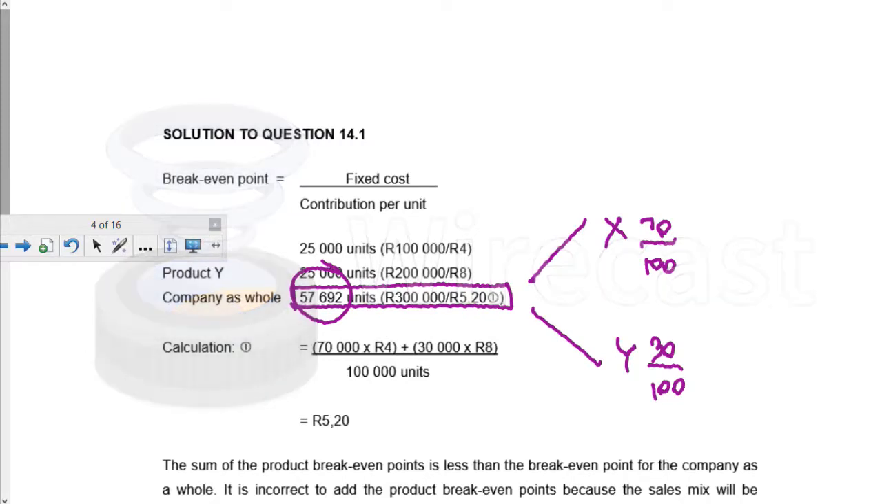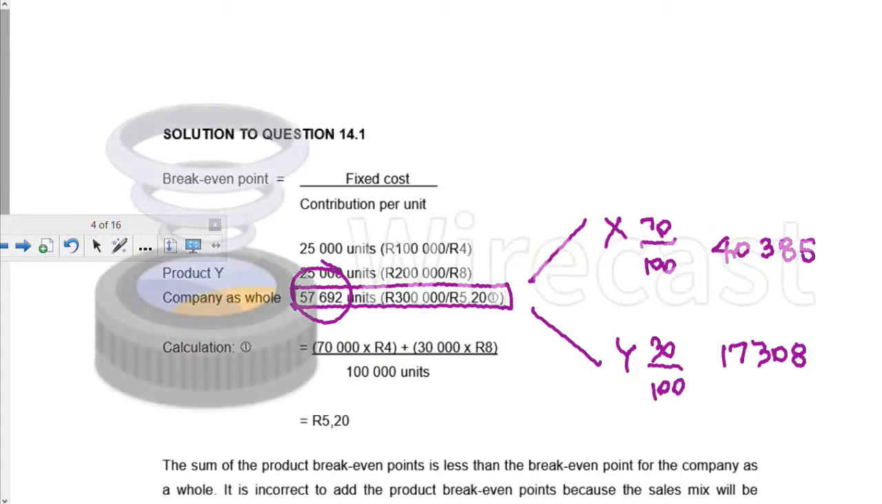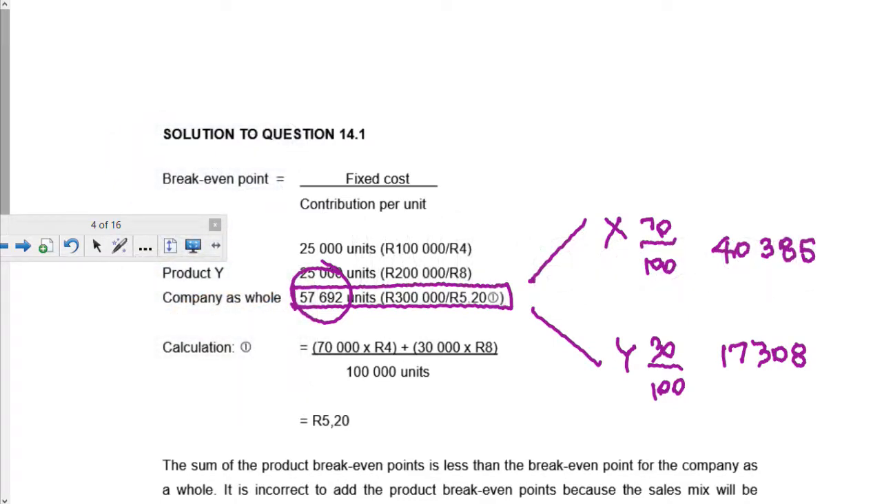692. So it's 4385 if I round off. If I round up, rather, I want to always round up. And 17308 if I round up. Okay. So that is a demonstration of multi-product break-even. Yeah. And like I said, later on we're going to do a question from assignment 3, and that question includes an example of this for you guys to practice by yourselves.